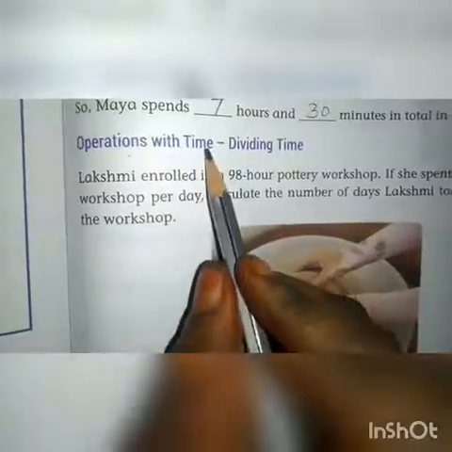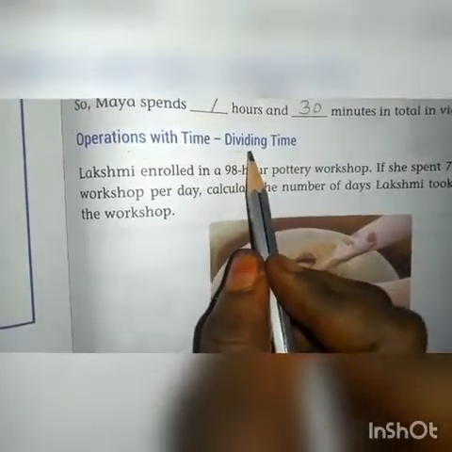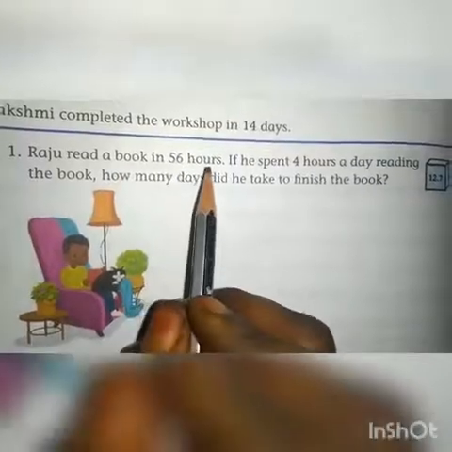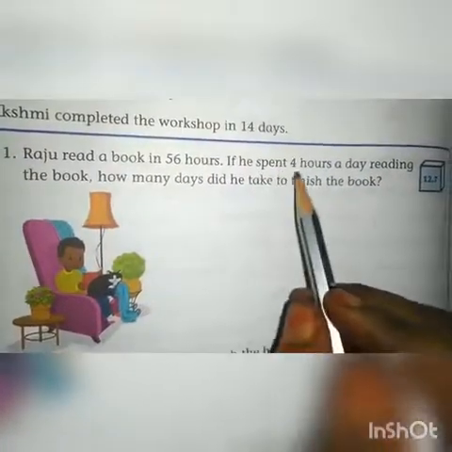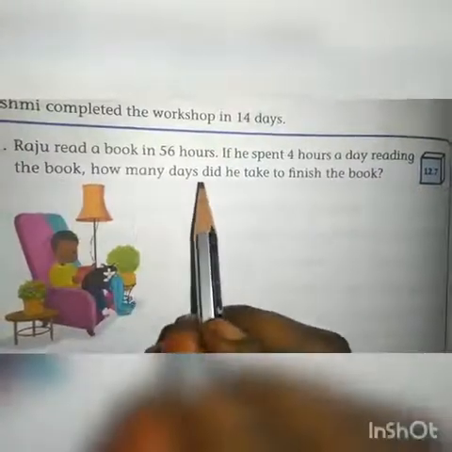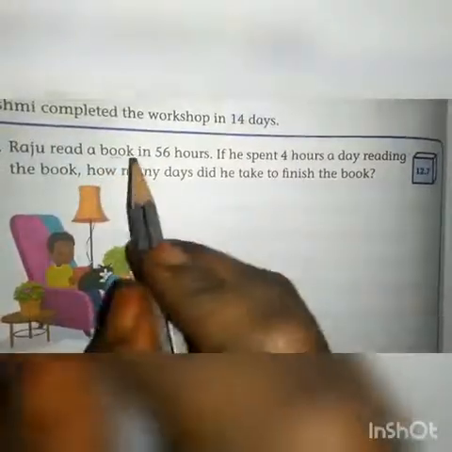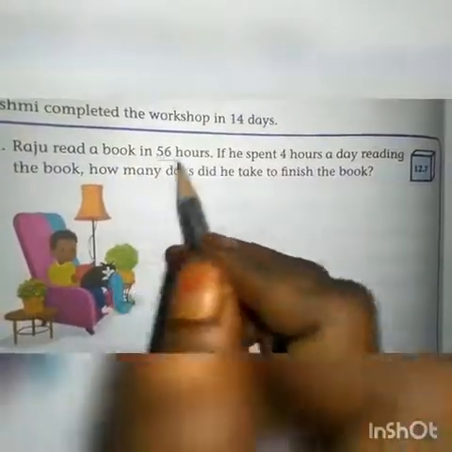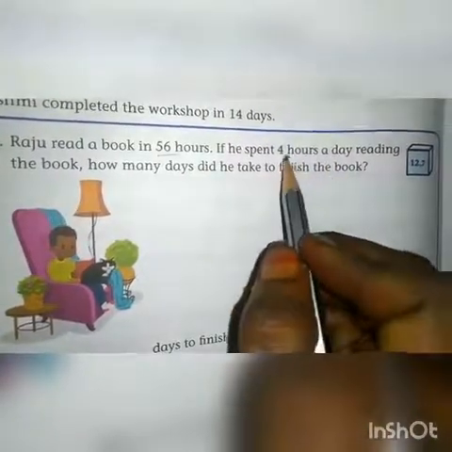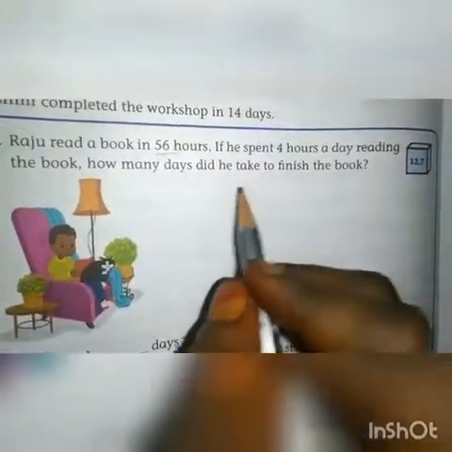Operations with time, dividing time. We are going to divide the time by using division operations. Raju reads a book in 56 hours. If he spent 4 hours a day reading the book, how many days did he take to finish the book? So what is given here? Raju reads a book in 56 hours. If he takes 4 hours per day to read the book, how many days will he take to read the book?